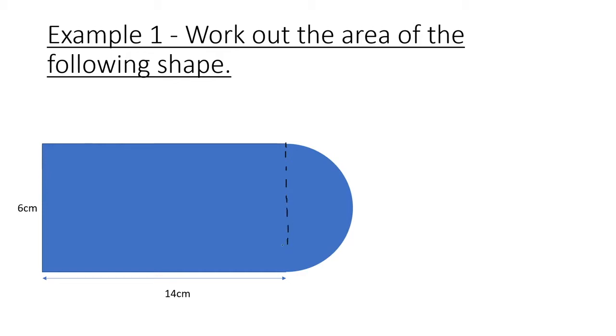Here what I've done is split my two shapes into a rectangle for shape 1 and a semicircle for shape 2. Then you identify what your formula is for the area of a rectangle. Area of a rectangle is your base times your height, or length times width. So it's 14 times 6, giving you an answer of 84 centimeters squared.